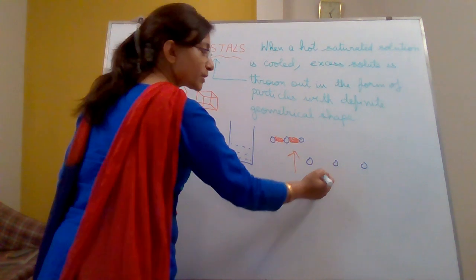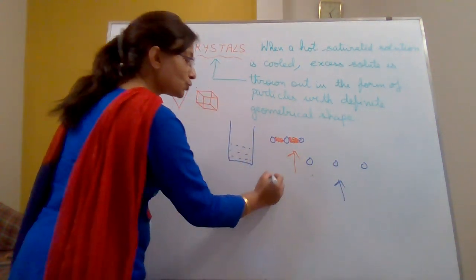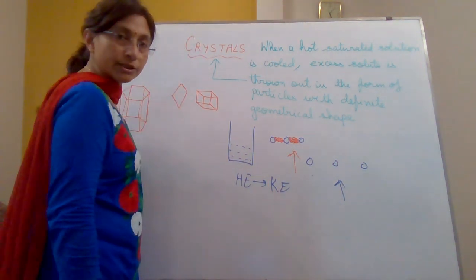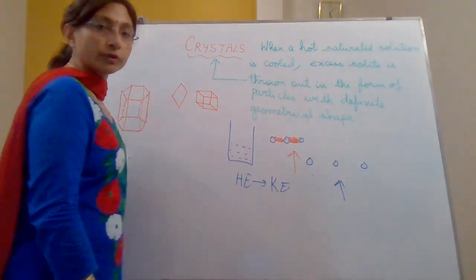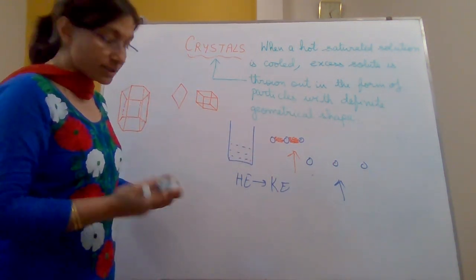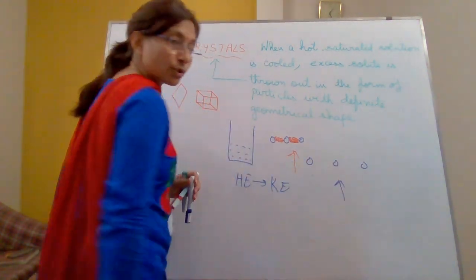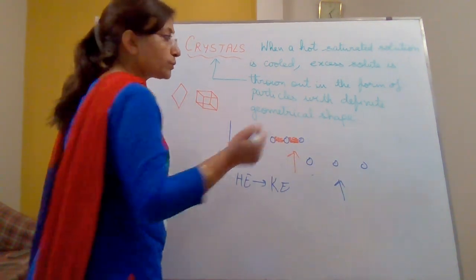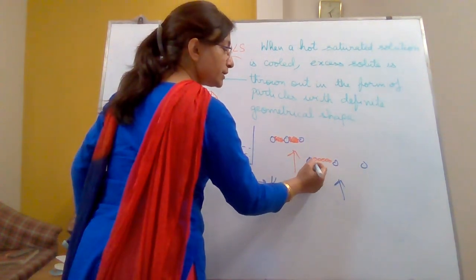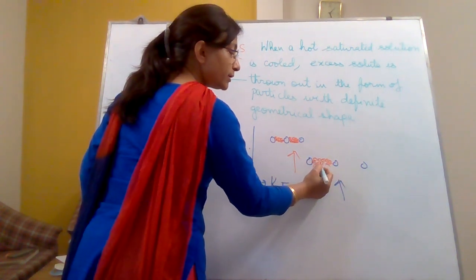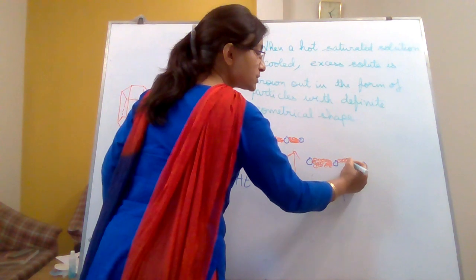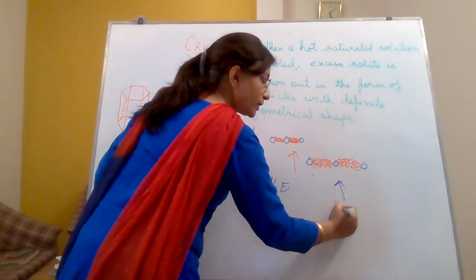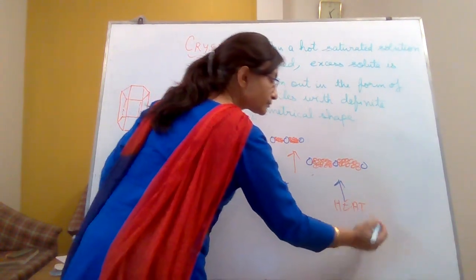Right? Why does it increase? Because the heat energy changes into kinetic energy, resulting in the faster motion of the molecules, resulting in larger intermolecular spaces. So what happens after that? Even more solute particles get adjusted in between these intermolecular spaces of the liquid. When does this happen? When it is heated. Okay?